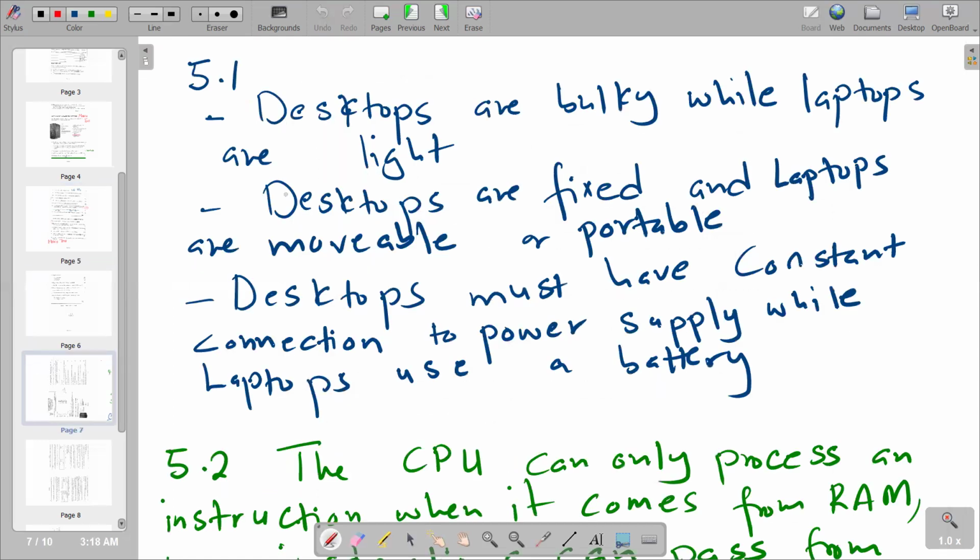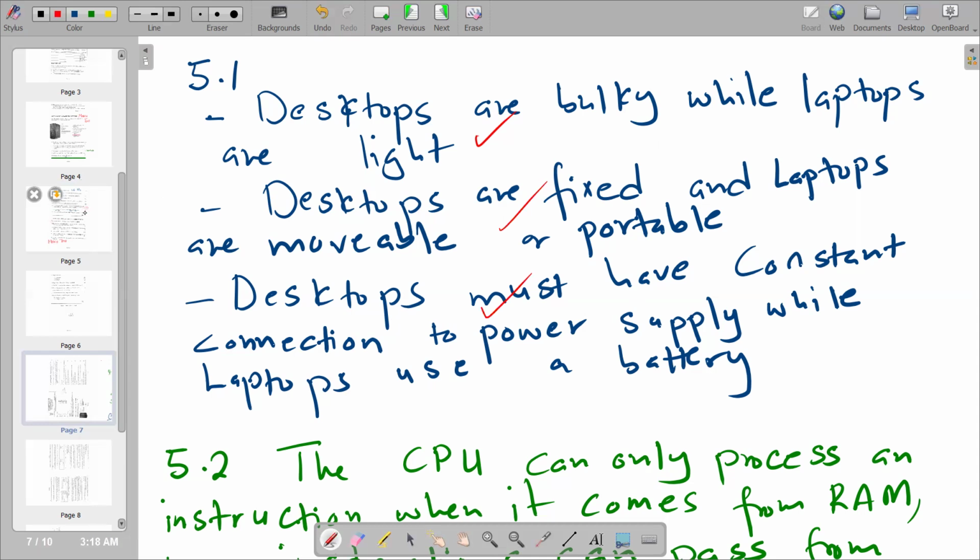The first difference is that desktops are bulky while laptops are light. Remember, in general, desktops are heavy as compared to laptops. The second difference is that desktops are fixed and laptops are movable or portable. You cannot easily move desktops from one point to the other, while laptops can be easily moved. The third difference is that desktops must have a constant connection to a power supply, while laptops use a battery.